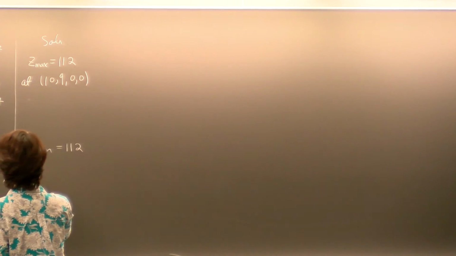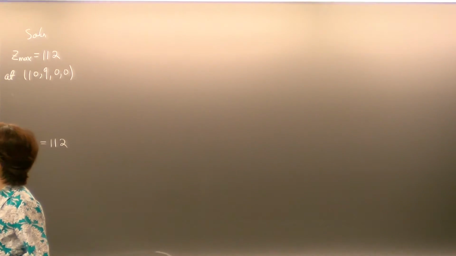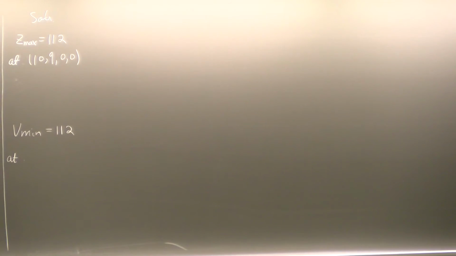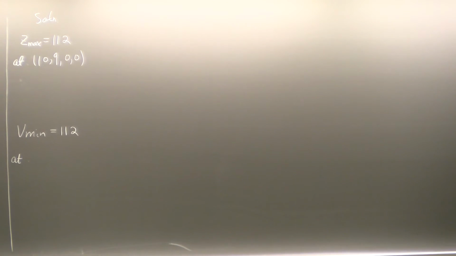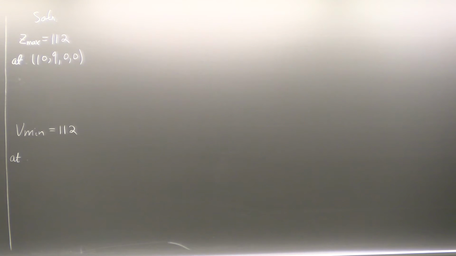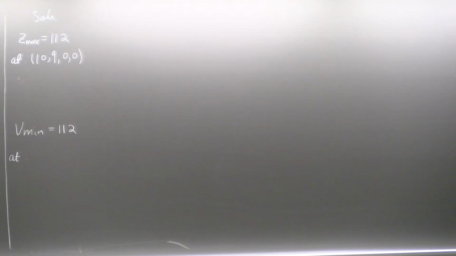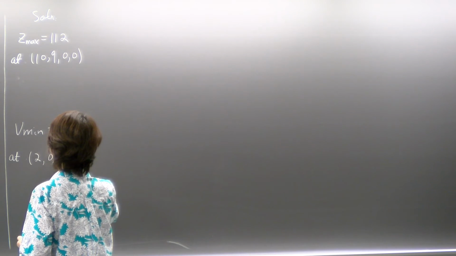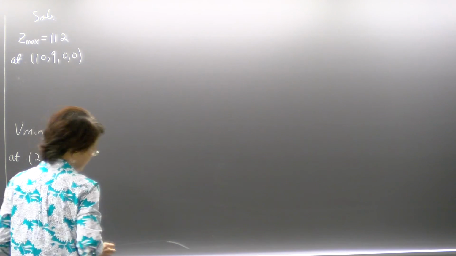For the y value. So I only care about y1, y2, y3, because the slacks I don't care. So what will be y1? Okay, they're called x here. y1 will be 2, y2 is 0, y3 is 3. Is it clear where I get this? Okay, at 2, 0, 3.